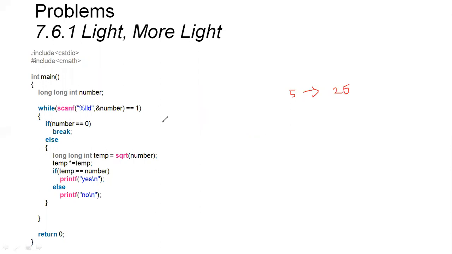Square root of 5, not 25. For 25, it is right. Neeraj said 2.23, right? It is 2.23. Okay, so 5 squared is what? 25. But if you take 2.23 squared, you will not get 5, right? You will get a different number, which is not exactly 5.